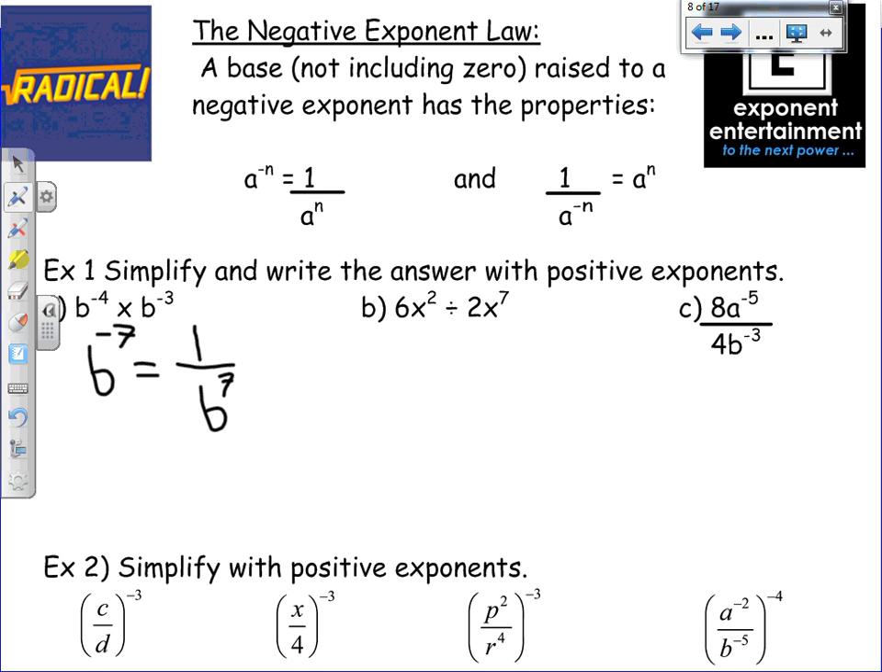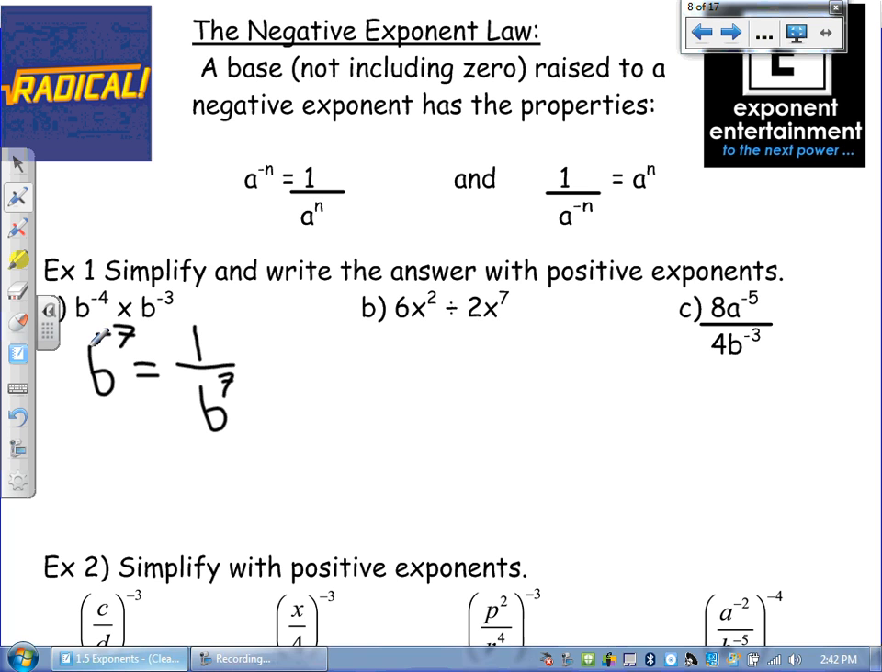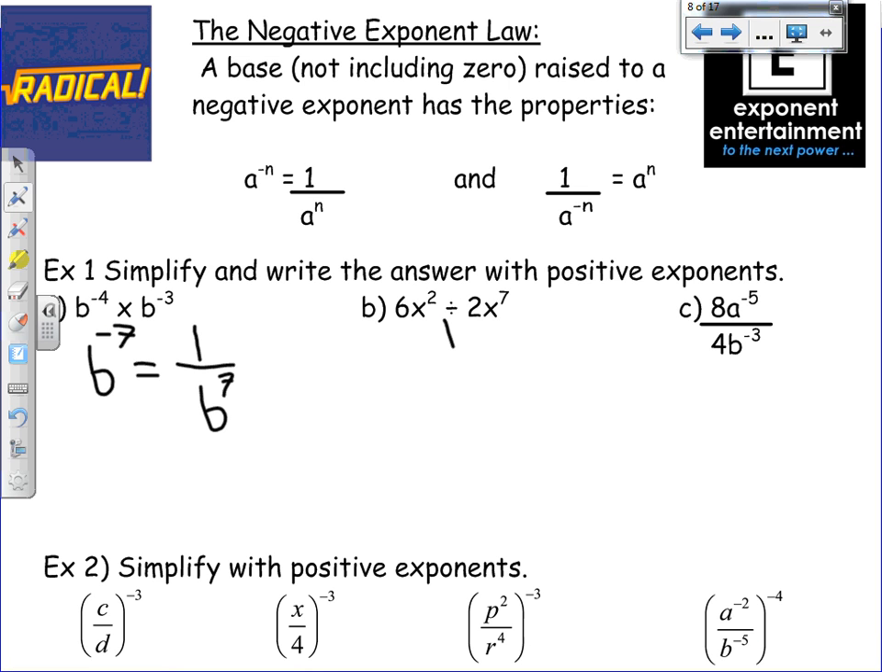Next question. What do our laws tell us to do? Subtract. It's division, right? So we're subtracting our exponents. So what do we get? X to the power of negative 5. And what do we do with our coefficients? Divide them. And what's 6 divided by 2?